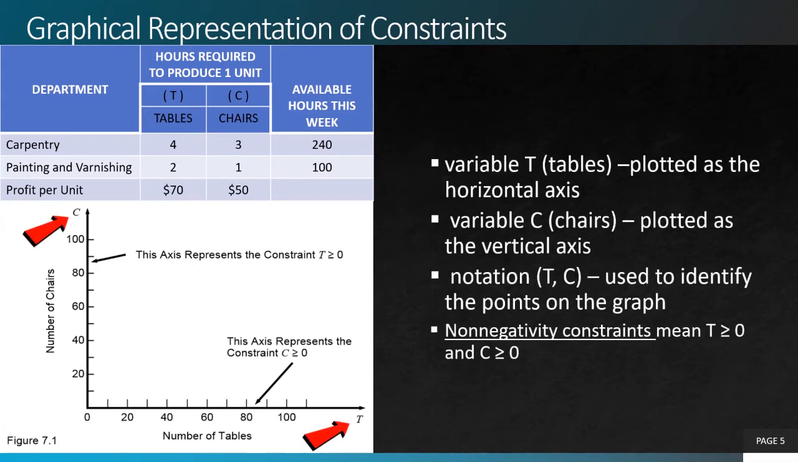Now we plot the variables. Variable T, or the tables, is plotted as the horizontal axis. The variable C, the chairs, is plotted as the vertical axis. Notation (T, C) is used to identify the points on the graph. Non-negativity constraints mean T is greater than or equal to 0 and C is greater than or equal to 0.